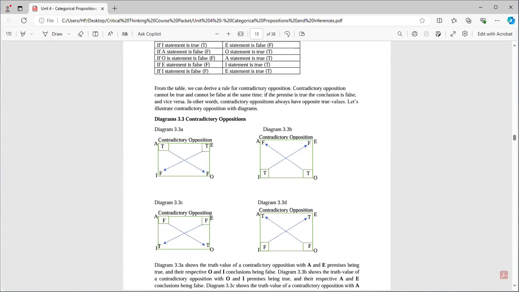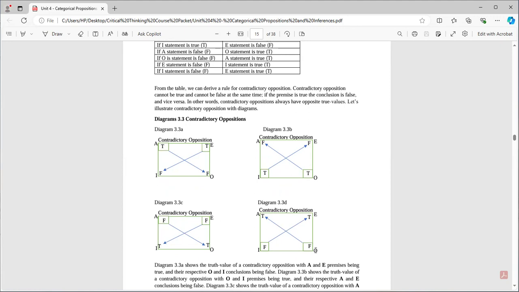So if your universal affirmative is false, you draw an arrow pointing to the particular negation and it will be true. If your universal negation is false, you draw an arrow pointing to your particular affirmative and it is true. If you use the particular affirmative as your premise and it is false, you draw an arrow pointing to universal negation and it is true.